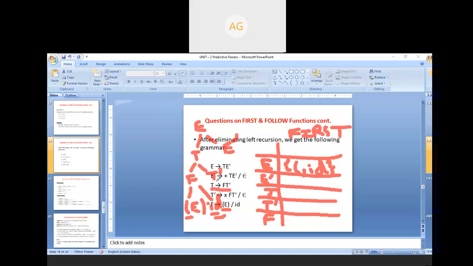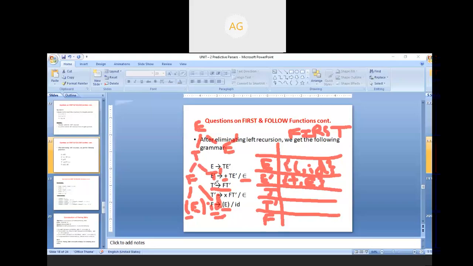So as we are going to calculate the first of E dash, you can see here you get the plus sign. So plus is a terminal, and here epsilon is there. So epsilon is also written. Whenever epsilon is in the production, then epsilon will come in the first of that non-terminal.